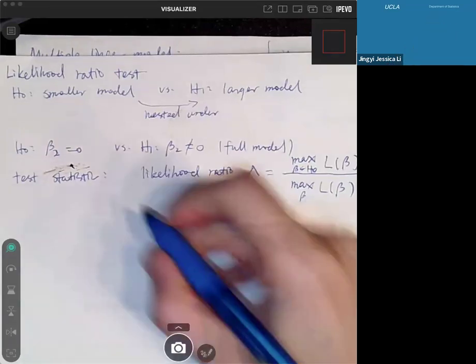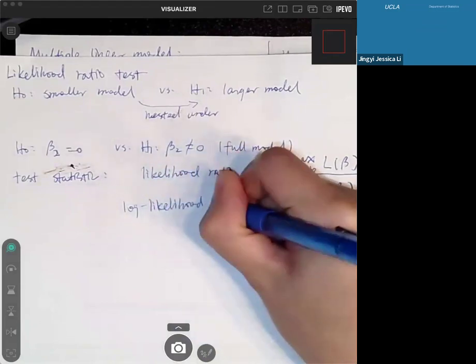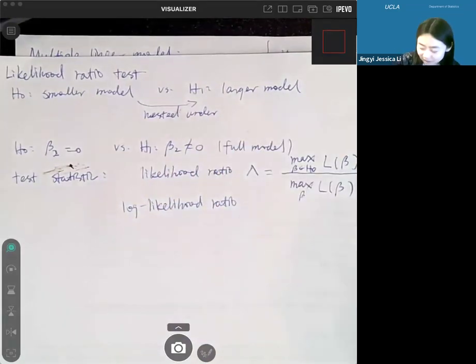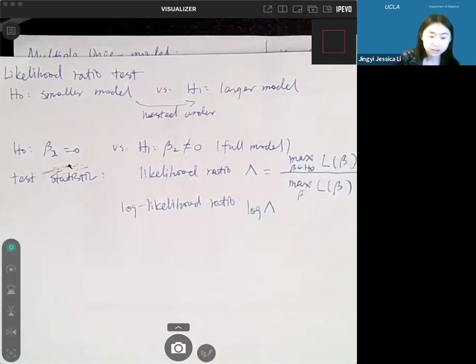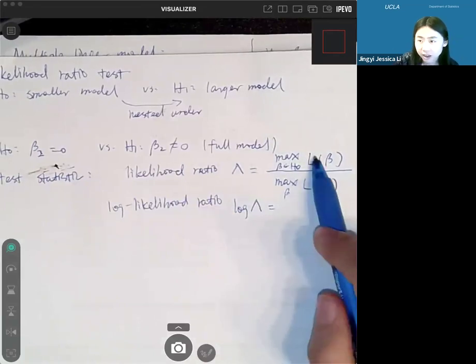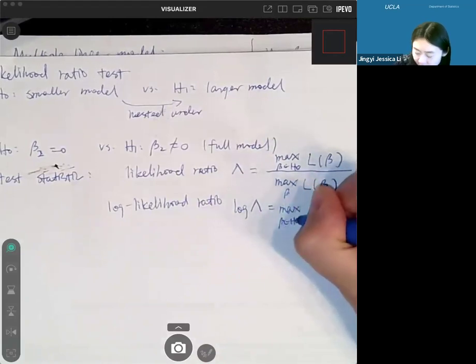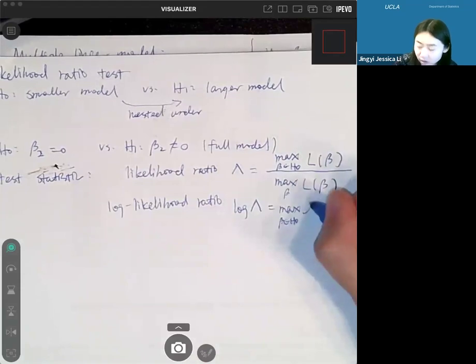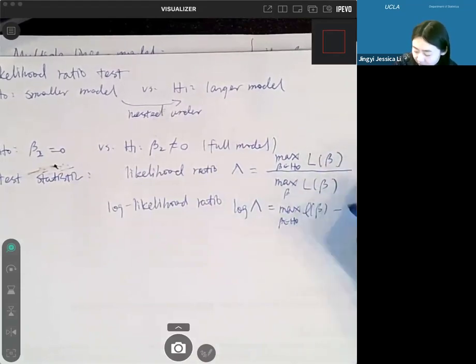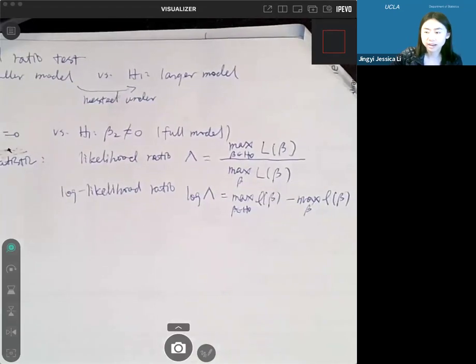So we work with the log likelihood ratio, and we call it log lambda, right? For the log likelihood, we typically use the lowercase l instead of the uppercase L for likelihood. Then it's the max over beta belonging to the null of small l of beta, minus the unconstrained max of small l of beta. So that's the log likelihood ratio. And we know this is negative.